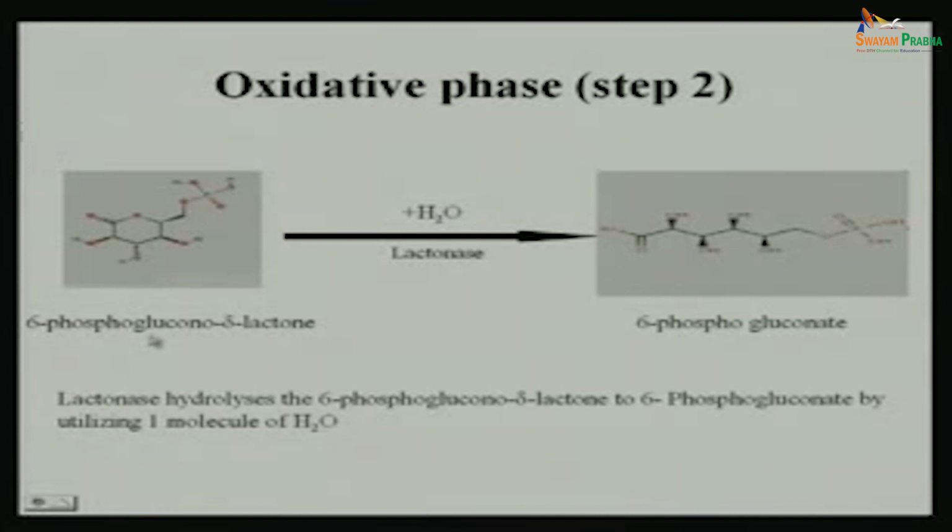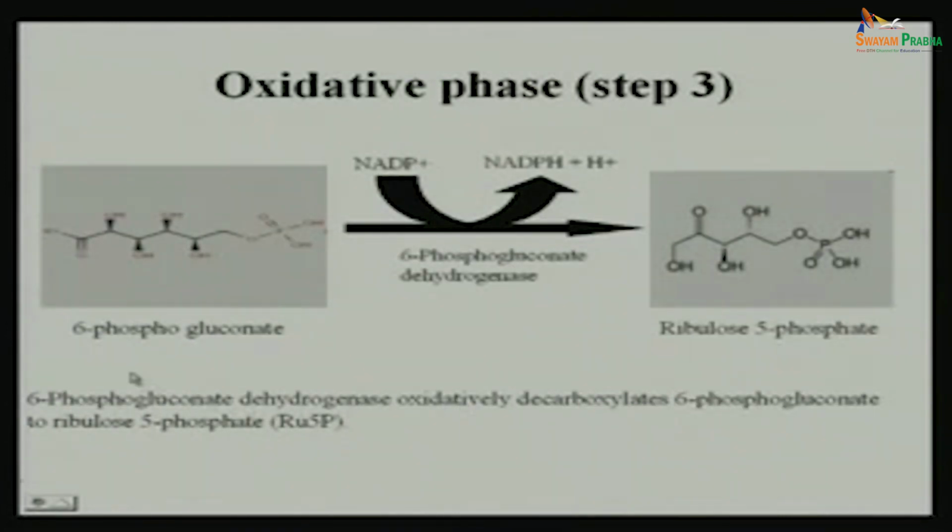When 6-phosphogluconate delta-lactone is produced, it is converted to 6-phosphogluconate in the presence of one molecule of water and the enzyme lactonase, which hydrolyzes 6-phosphogluconate delta-lactone to 6-phosphogluconate. When 6-phosphogluconate undergoes an oxidative reaction, it produces ribulose 5-phosphate.